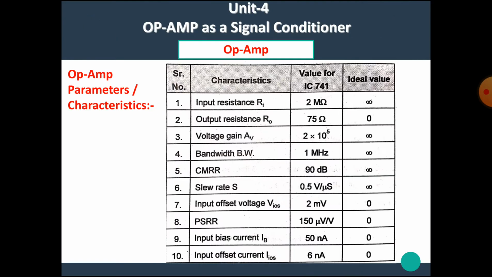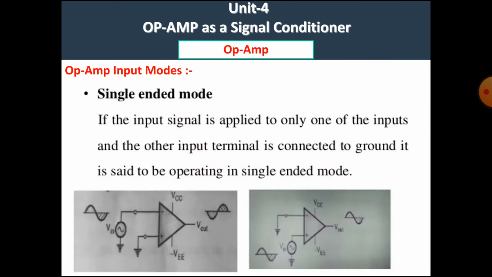In the previous video, we have seen the parameters and characteristics of the ideal op-amp and IC 741. The link of the previous video is available in the description box. Please check it. Now, in this video, we are going to see the basic concept about the operational amplifier.